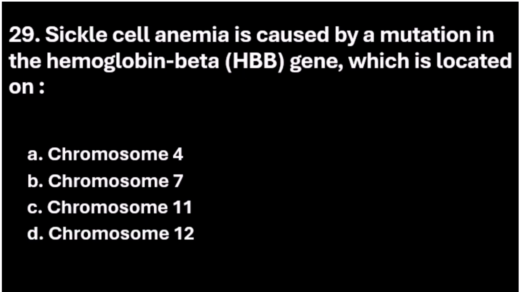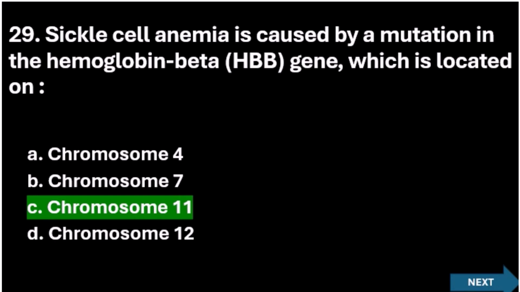Next question. Sickle cell anemia is caused by a mutation in the hemoglobin beta gene, HBB gene, which is located on option A, chromosome 4, option B, chromosome 7, option C, chromosome 11, and option D, chromosome 12. The right answer here is option C, chromosome 11. So, sickle cell anemia, the HBB gene is located on chromosome 11.